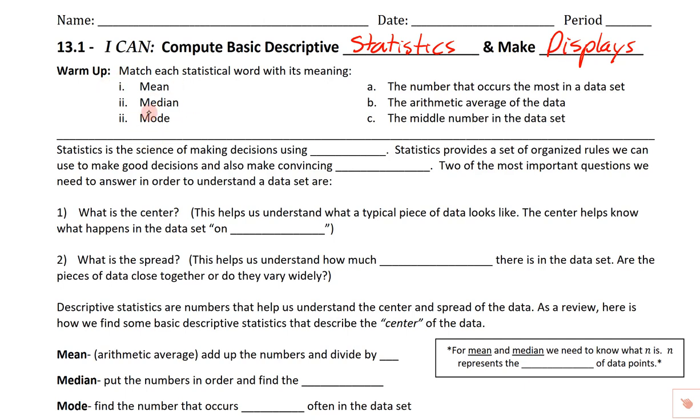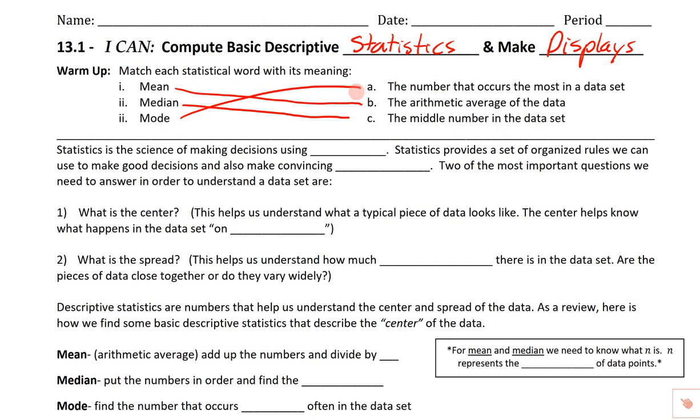So the warm-up is something that you've probably heard of before. All of these words you probably learned for the last couple of years. They've been thrown around. Hopefully you remember what they are. So we're talking mean, median, and mode. So let's talk about the mean. Mean is the arithmetic average. It's what we typically think of when we say average. So it's this one right here. That would be B. And then the median is the middle score in a data set. So that's going to be this one right here. It's going to be C. And then the mode is the one that occurs the most often. So that one is going to be A right there.